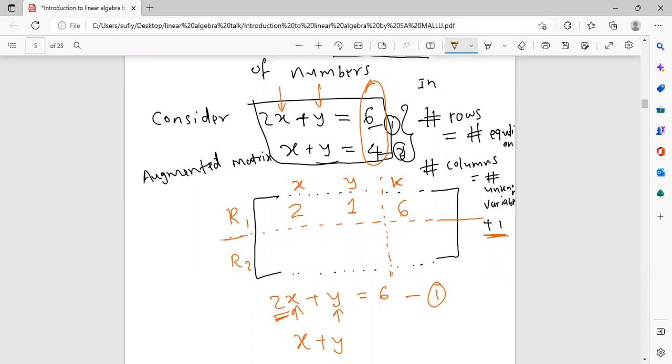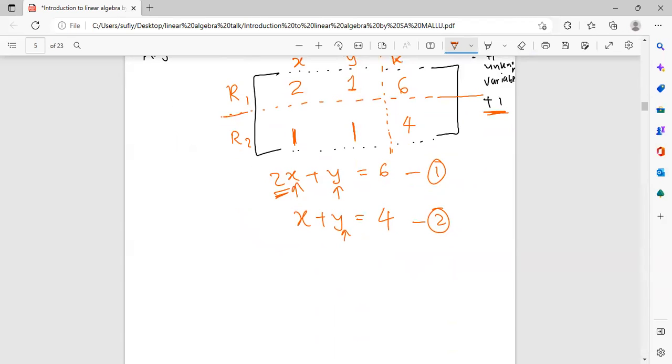Equation number 2 is x plus y equals 4. So what is the coefficient of x in equation number 2, guys? It's 1. So now we put that 1 in row 2. As I said, the rows represent the number of equations, right? Then if you look at the y here as well, the coefficient of y here is 1. So we put 1 there. And now the constant k in equation number 2 is 4. So we put 4 there. So basically what we did now is that we converted this given system of equations into this matrix: 2, 1, 6, 1, 1, 4.